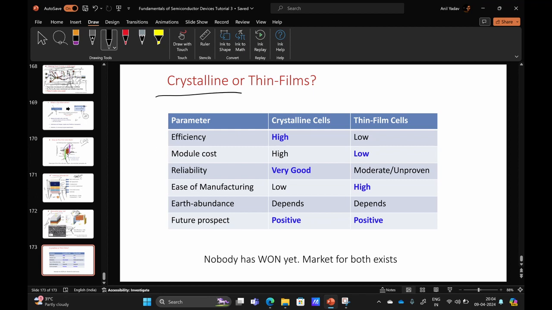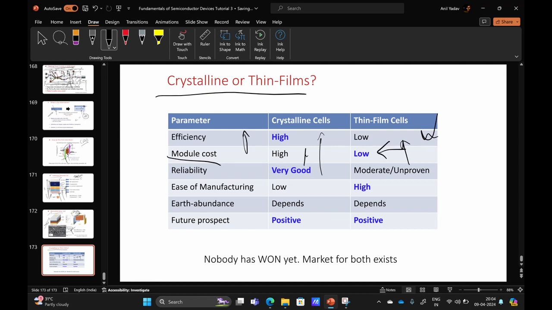Now, crystalline and thin film solar cells: what is the difference? In terms of efficiency, crystalline solar cells are high, and thin film solar cells are gaining momentum. Definitely they will compete, but we need more. If we can stack up several layers of the absorbing material, we can increase the efficiency also. Module cost is very high for crystalline and low for thin film.